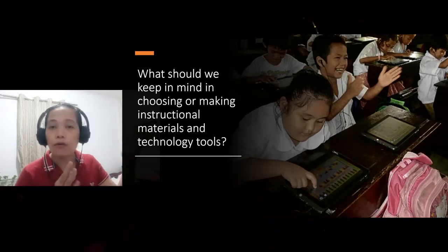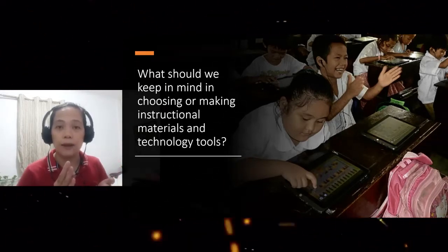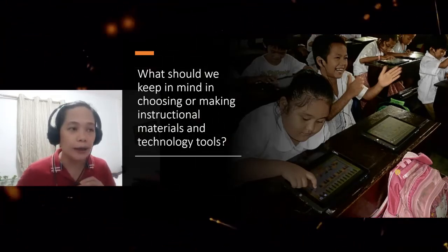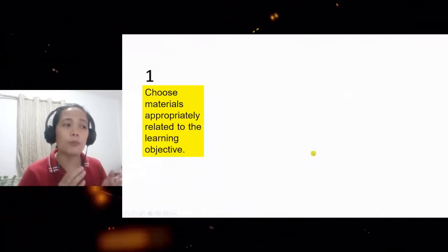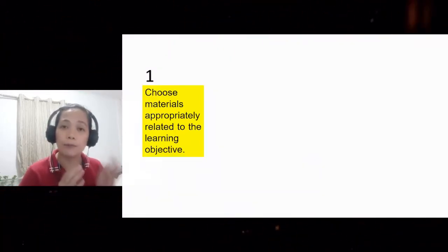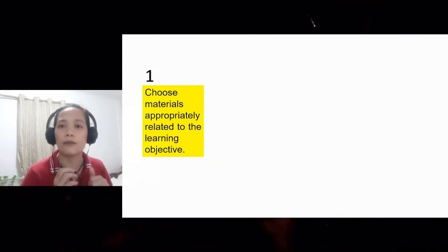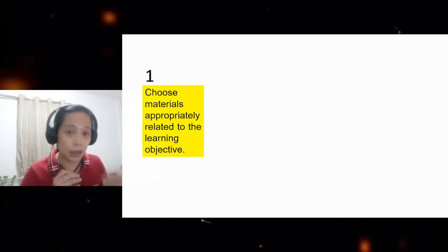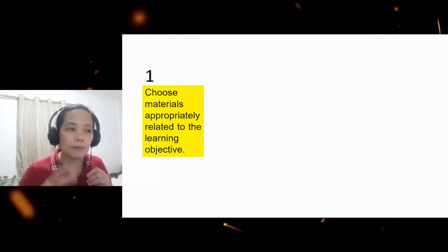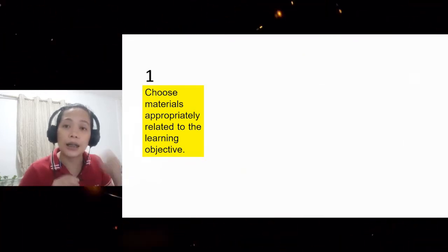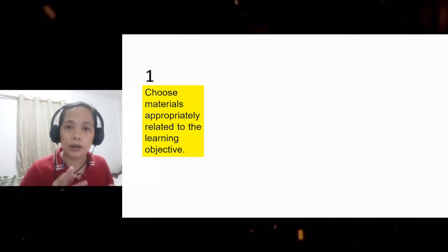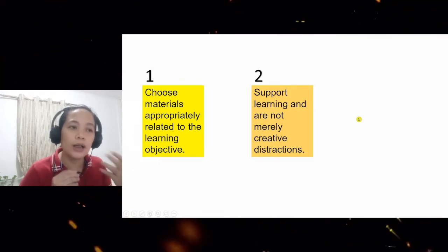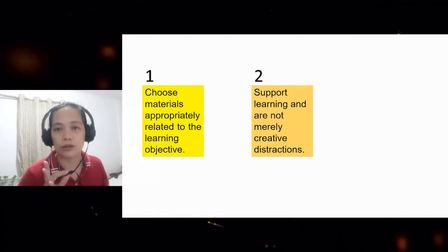Always, even if all of the physical characteristics are available, you see all of them in those instructional materials, you really need to still choose materials appropriately related to the learning objective. Is it connected to the topic that you are going to discuss? Not because it is just available, but it really can support the topic that you are going to deliver. It supports the learning and not merely creative distractions.